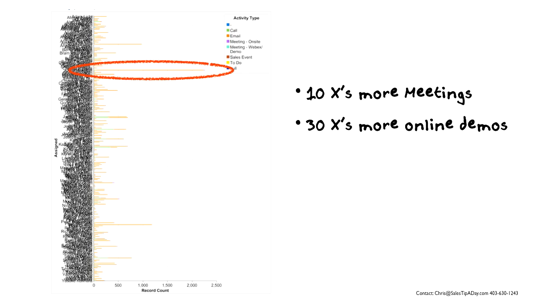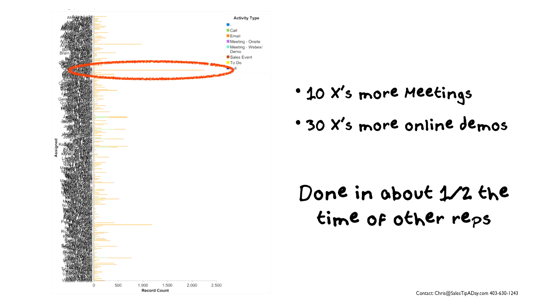When I say I booked 10 times more meetings, what I did was I had the ability to book meetings with multiple people. I literally generated 10 times more meetings because a lot of the people I competed against went to one-to-one meetings. Same thing with the online demos. I would have groups of people come in rather than one-to-ones. So my activity was through the roof compared to this company, and I did it in about half the time of the other sales reps.